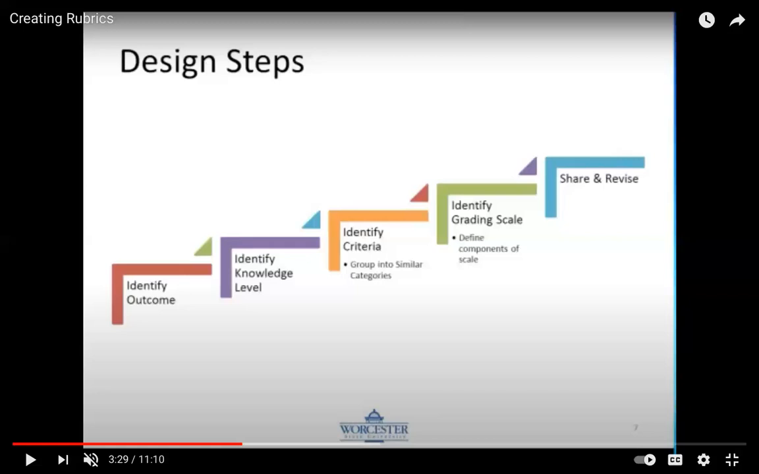Obviously, students need to know what the grading scale is, because it is essential for their knowledge. They need to know where they fail or what they did well. And finally, we have share and revise. I think it is the last step, because it's when we provide the final grade to our students.